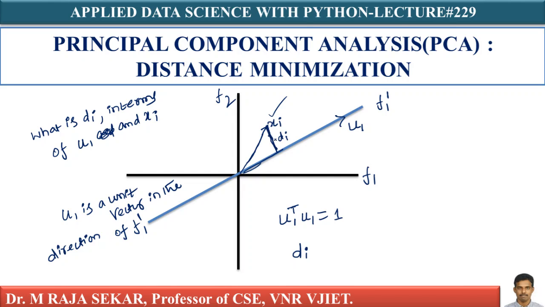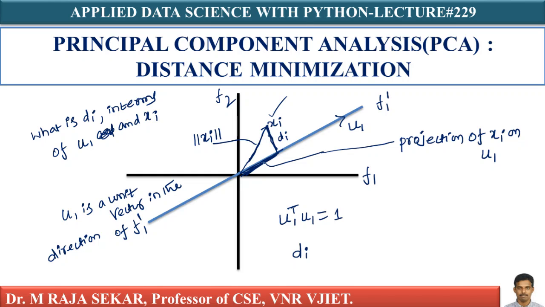But before finding this distance, what is this part? This part is essentially the projection of xi on u1. This distance is the projection of xi on u1. Now, what is the length of this vector? This length is essentially norm xi. Norm means length. And this is nothing but the projection of xi on u1.